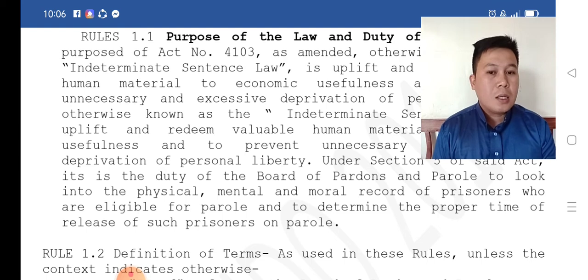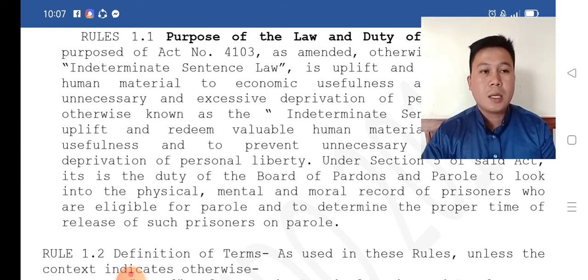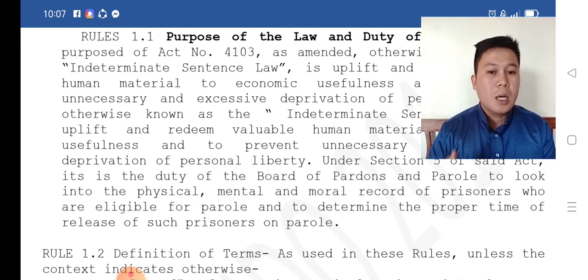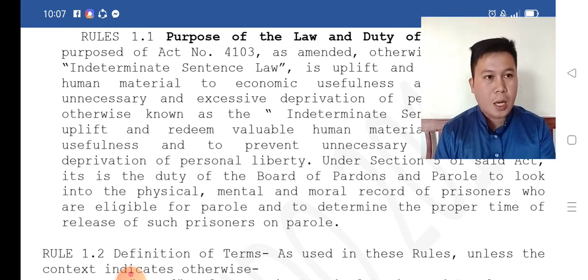Mental, and this person or this prisoner is not mentally ill or mentally deranged. For example, may sakit sa ulo, may sakit sa utak, imbes na palayain mo na lang is dalhin mo na lang sa mental institution. Or moral record. Moral record is based on the attitude of a certain prisoner. So, titingnan dyan sa board kung eligible ba ang tao na makalabas. Ilabas natin sa loob ng kulungan kung saan makakapaghanap buhay siya ng naaayon dun sa itinakda ng batas.